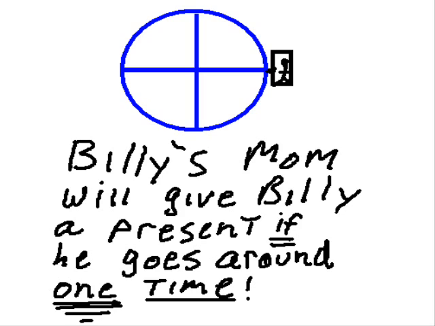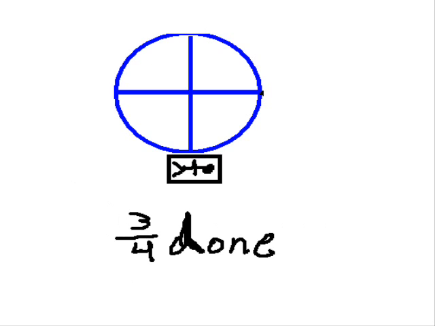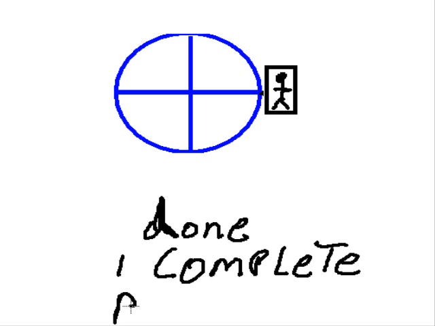Billy's mom will give Billy a present if he goes around one time. So he starts. 1/4 done now. 1/2 done. 3/4 done. Done. Billy's done. He's gone around one time. One complete revolution.